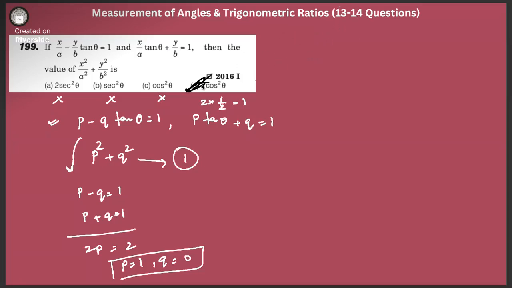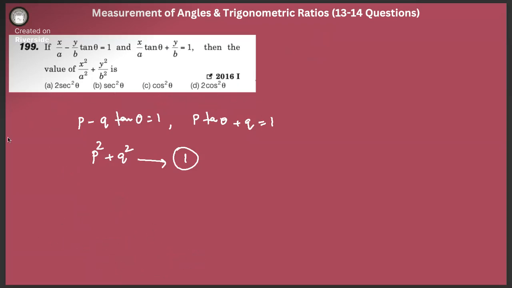But let's just try: if we don't use theta equal to 45, what happens? So far, we know this much. If I want to negate in this particular one, I multiply the second equation by tan theta. Let me do one thing. Over here is P square plus Q square. This is what we have to find out.